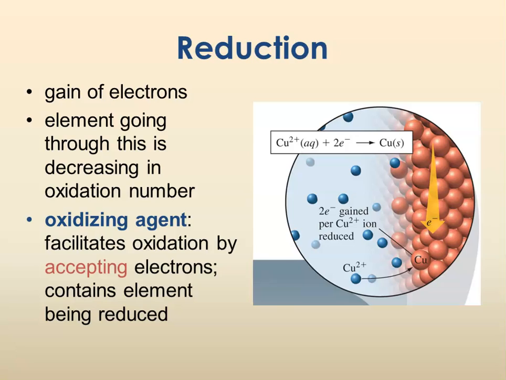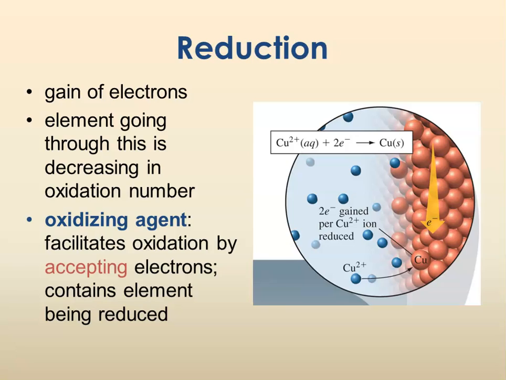Reduction is the opposite of oxidation. Often we refer to these two as OIL RIG or LEO the lion goes GER. OIL RIG is for oxidation is loss, reduction is gain. LEO the lion goes GER: loss of electrons is oxidation, gain of electrons is reduction.